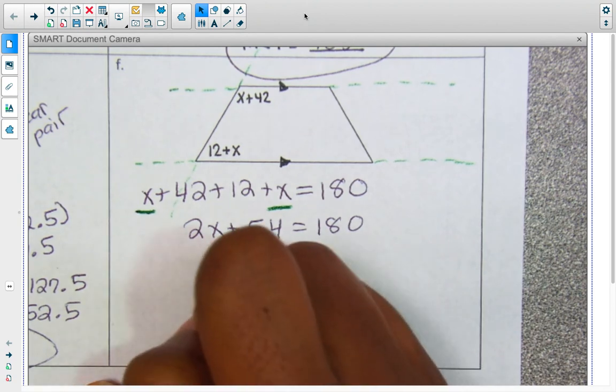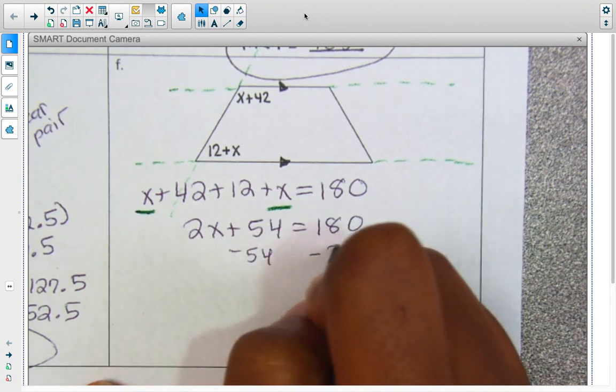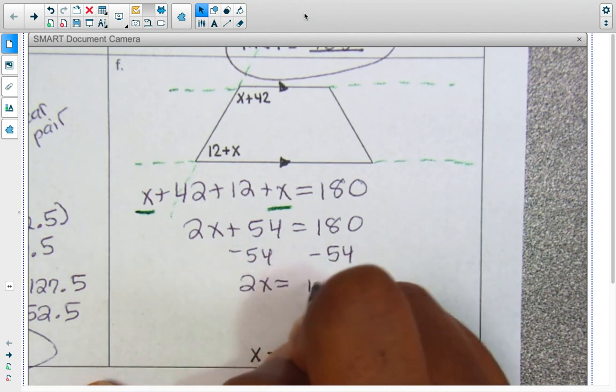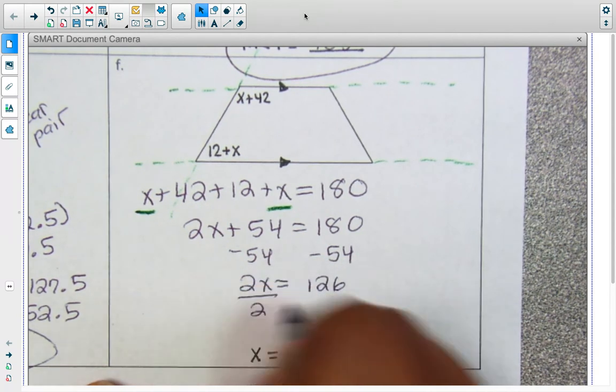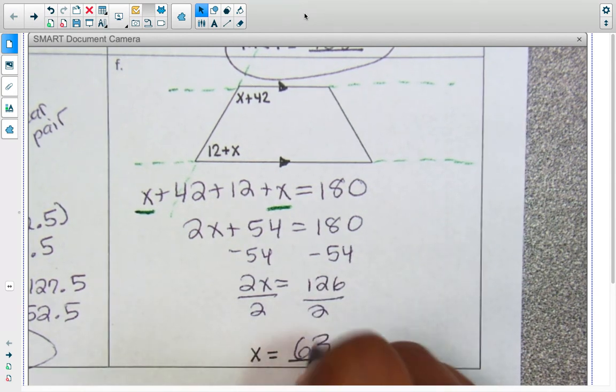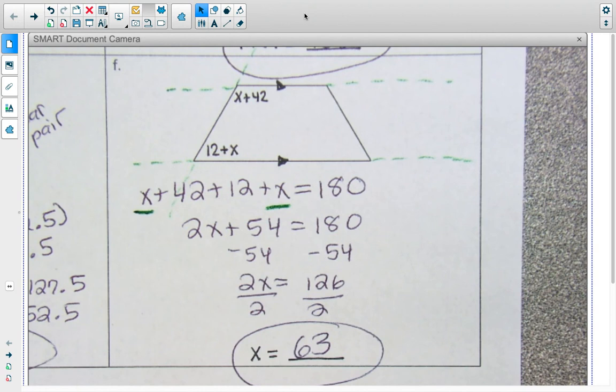Subtract 54 from both sides. We're just solving the equation. What you do to one side, do to the other side. And the opposite of dividing by 2 is to multiply by 2, and voila, we got x is equal to 63. So it may not look like it, but we did have two parallel lines for this problem. So we had same side interior angles.